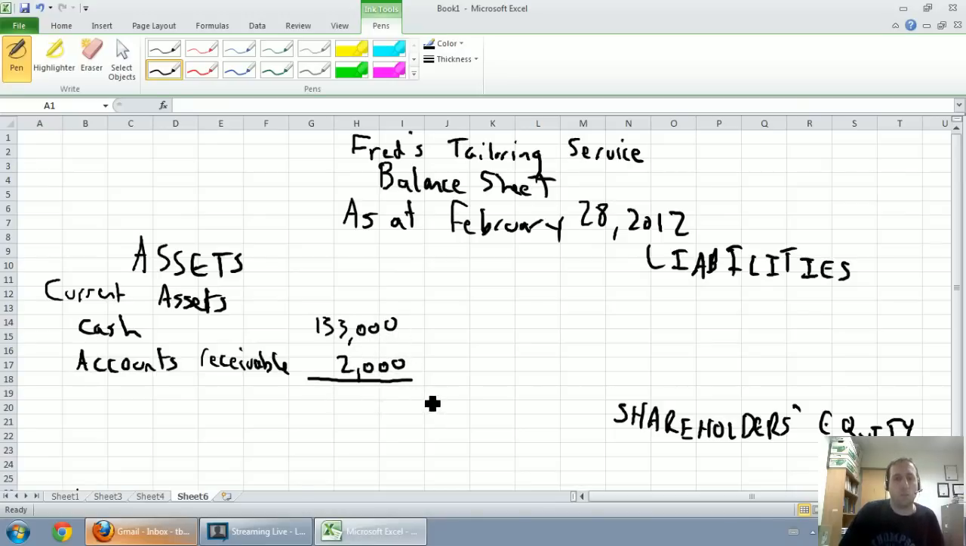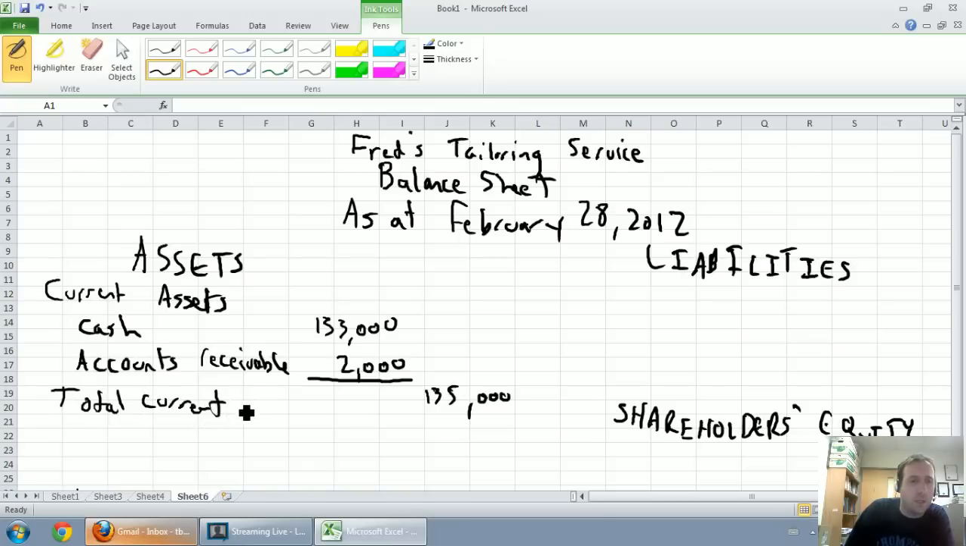So 133 plus 2 is 135. You'll notice here, and again, your instructor might be a little different about how they want you to format things, but I would get my class to sort of list things on the left and total on the right, just as we did in the income statement. If I only had one current asset, I would write it on the right-hand side. So you can see that there's kind of two columns here. So our total current assets, and a lot of times instructors don't even get you to write this. I do, but again, this is very stylistic. There's different options here. 133 plus 2 is 135. That's our total current assets. We also said we have capital assets.